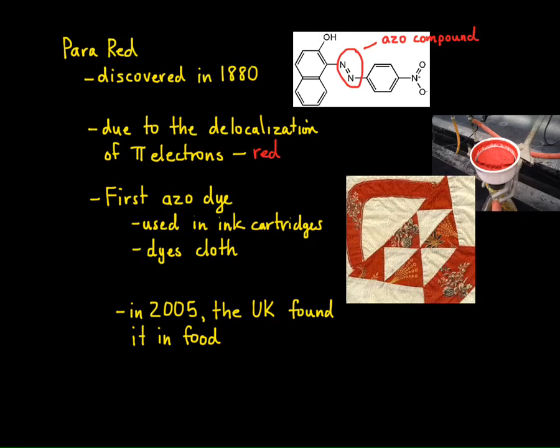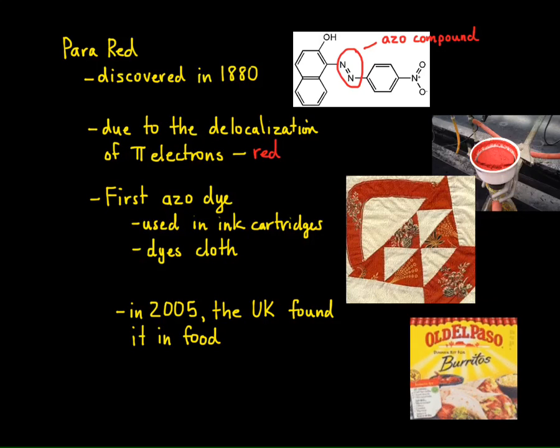Interestingly, in 2005, the UK found traces of para-red in certain foods, the first one being Old El Paso taco and burrito kits. It was soon discovered that some spice suppliers were spiking chili powder and paprika with para-red, which was illegal, to maintain the color of spices. Obviously, this is not done anymore.